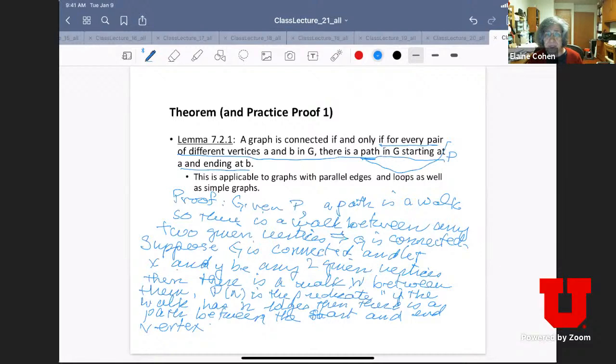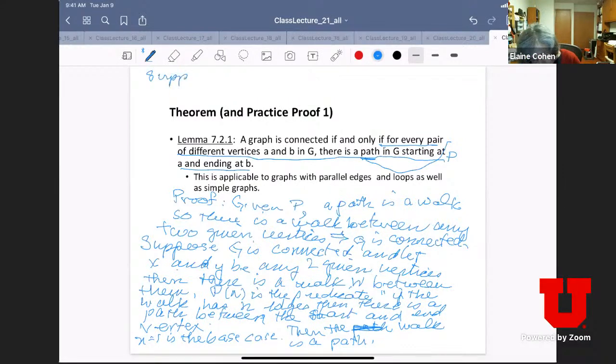So what's our base case? Well, it's a connected graph, so we don't have any isolated vertices there. P of 1 is the base case, N equal to 1. If there's only one edge between them, then the walk is a path. There are no repeated vertices, because there's no in between.